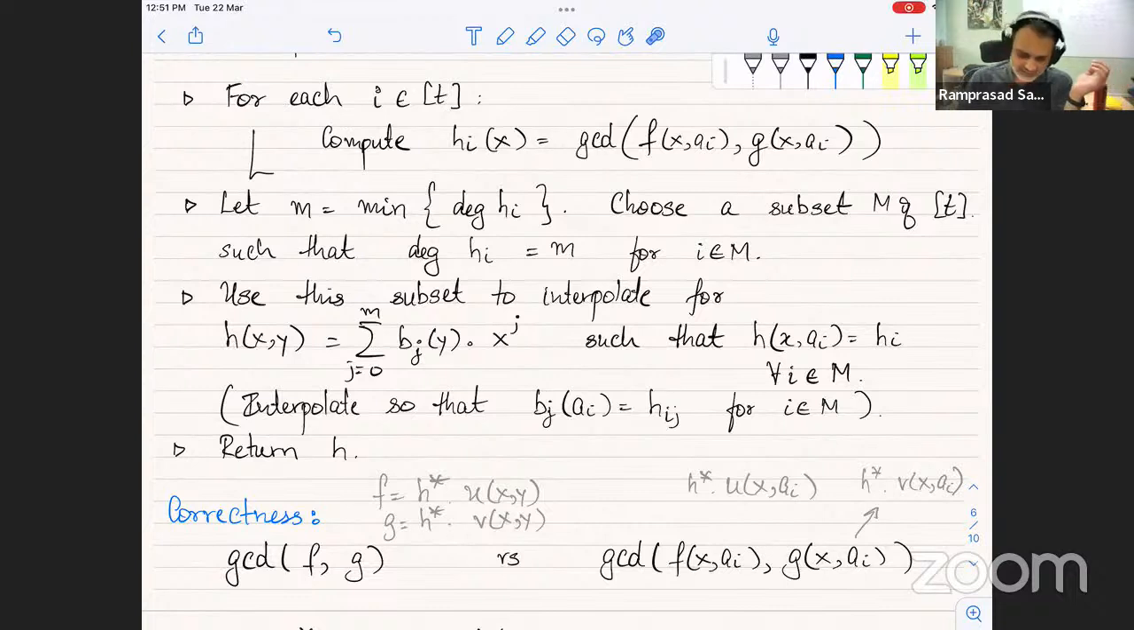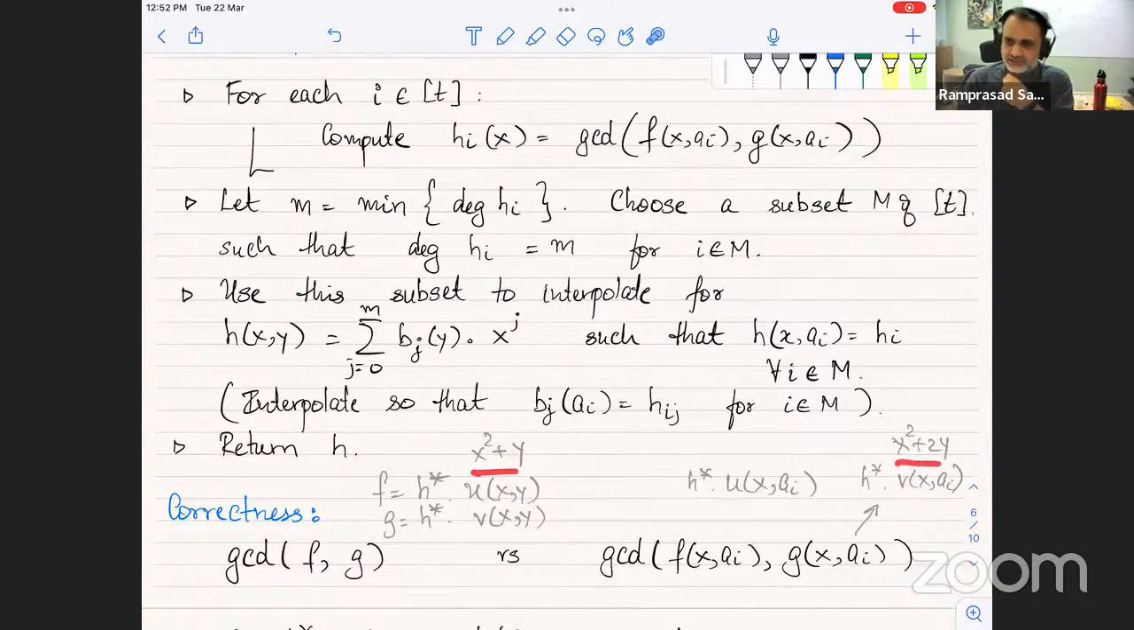It may have been the case that u of x comma y and v of x comma y had no common factors. But once I substitute y equal to ai, maybe u of x comma ai and v of x comma ai now share some factors. Think of a situation where one is equal to x squared plus y, and the other is equal to x squared plus 2y. x squared plus y and x squared plus 2y don't have any common factors. But once I put y equal to 0, I get x squared and x squared. So suddenly they start sharing a lot of factors.